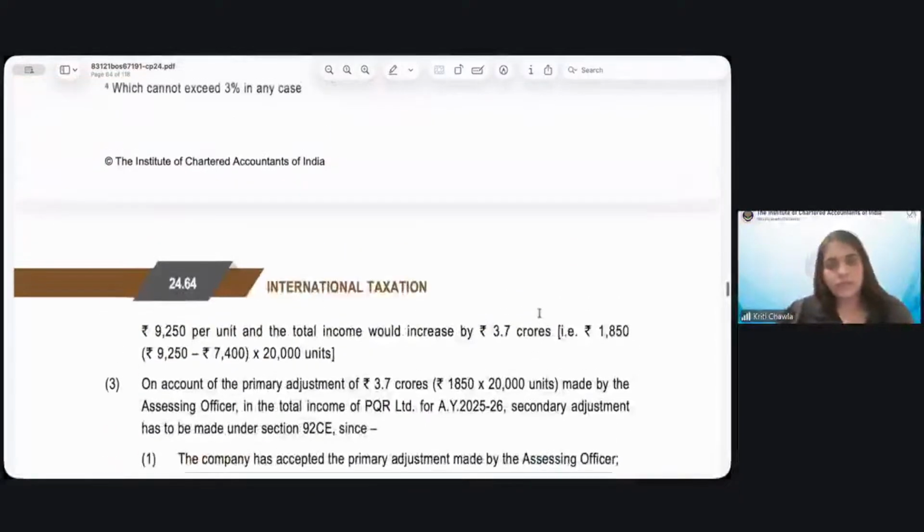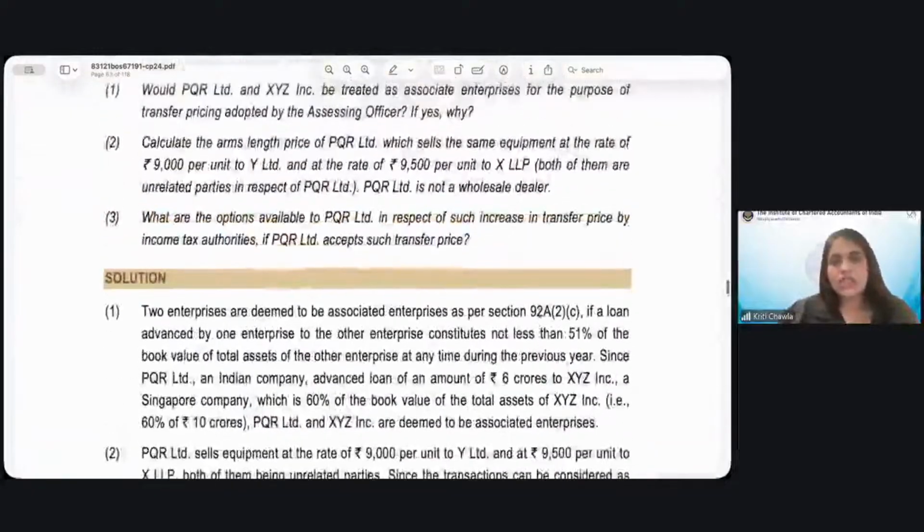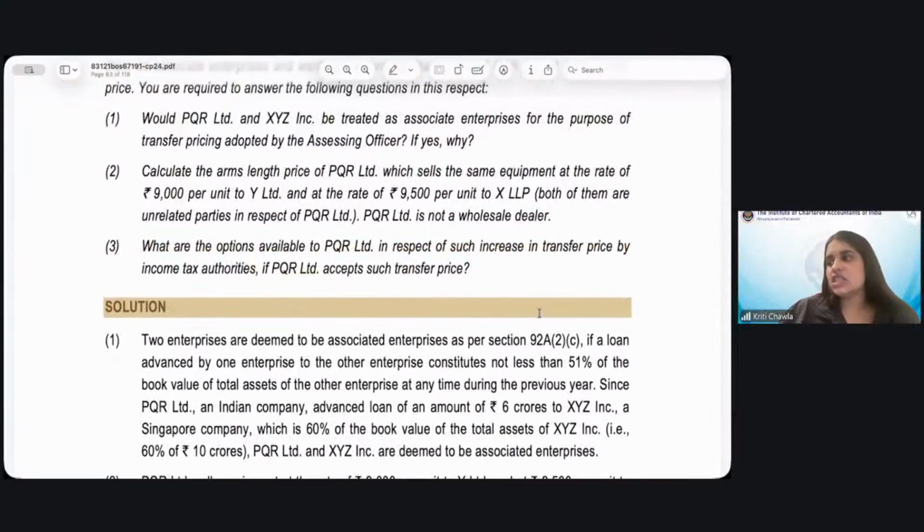So, yes, I think this is a very full-fledged question because it will test AEs. This will test arm's length price, and it also tests the concept of primary and secondary adjustment.